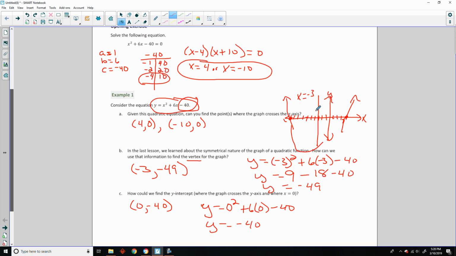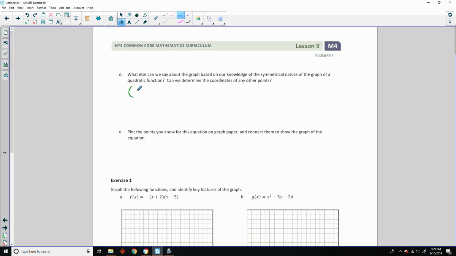We know it's symmetrical about, I should have used a different color. Here's my y-axis here. Here's my x equals negative 3. I know that we have a point, 0, negative 40, which is 3 units to the right of my axis of symmetry. 0, negative 40 is way down here on the y-axis. 0 is 3 units to the right, so if I went 3 units to the left, I'd be at negative 6, and that would also be the same y-value of negative 40. So we know there's another point at negative 6, comma, negative 40.